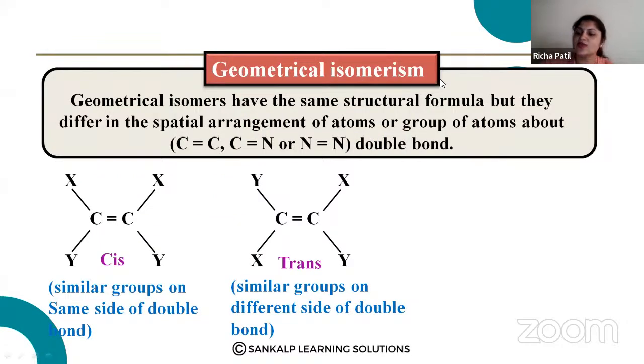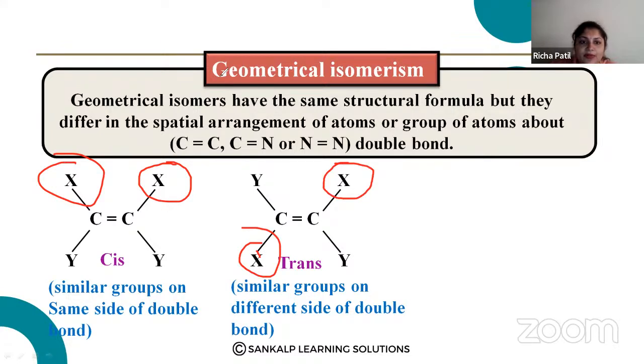Next is geometrical isomerism, which we have discussed. Geometrical isomers have the same structural formula, but they differ in the spatial arrangement of atoms or groups of atoms about the C=C bond, C=N, or N=N double bond. Similar groups on the same side of the double bond are called cis. Here you can see the X atoms on the same side, and here they are on different sides of the double bond.